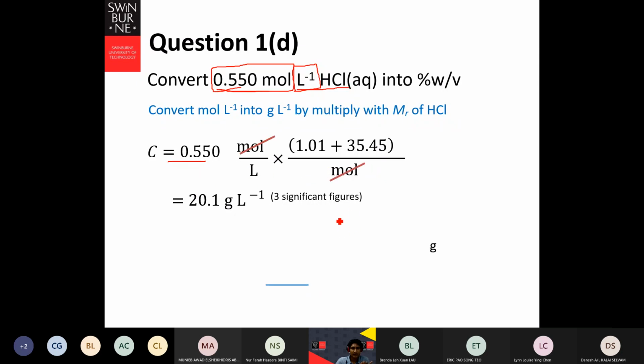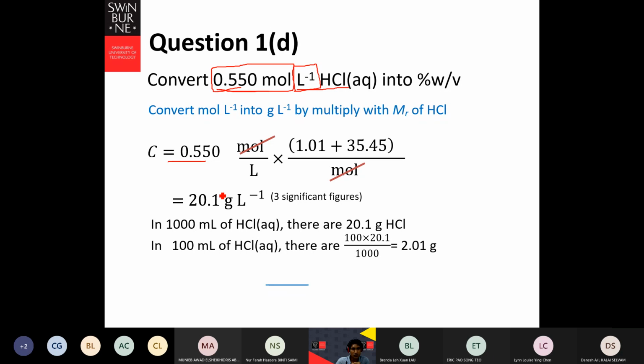We find out that it is 20.1 gram of HCl. And now it is in 1000 milliliter. So we just divide by 1000 and then multiply it with 100 to take the percentage, so it will be 2.01 percentage.